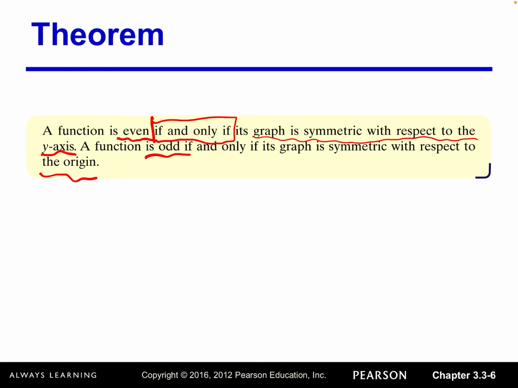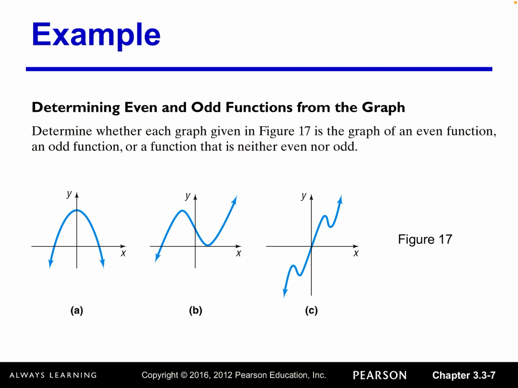So if a function is odd, then its graph must be symmetric with respect to the origin, and vice versa. If the graph is symmetric with respect to the origin, then the function must be odd. All right, now let's look at an example. We have 3 graphs here. We need to use that theorem to determine whether the function is even or odd. If it's neither even nor odd, we say it's neither.